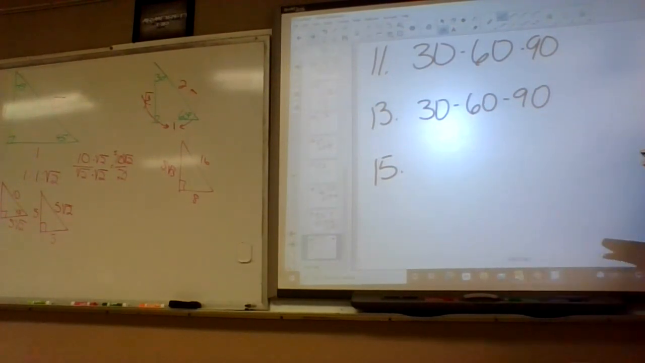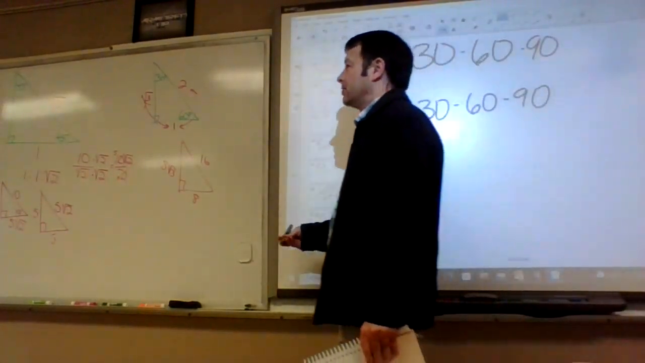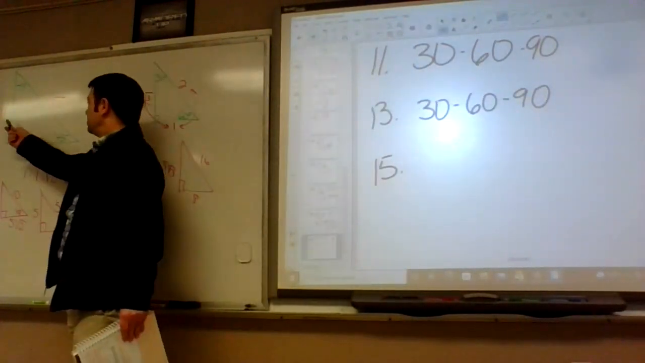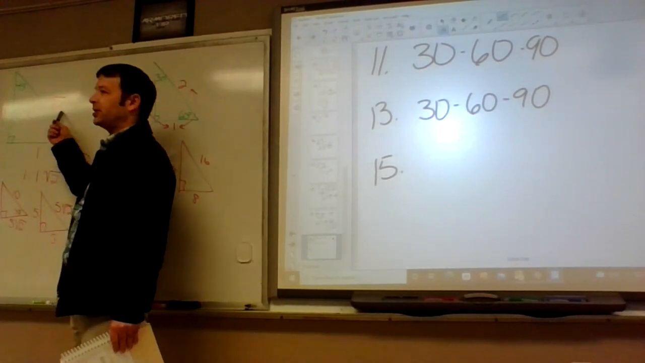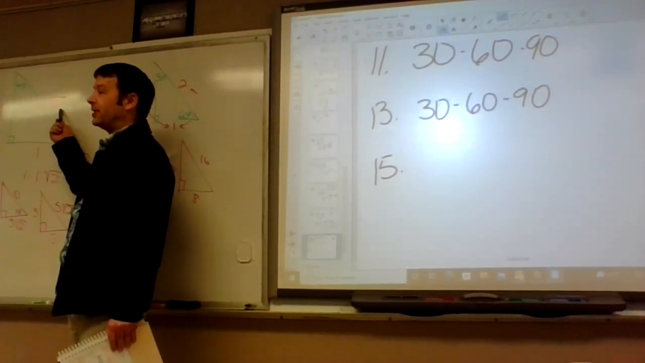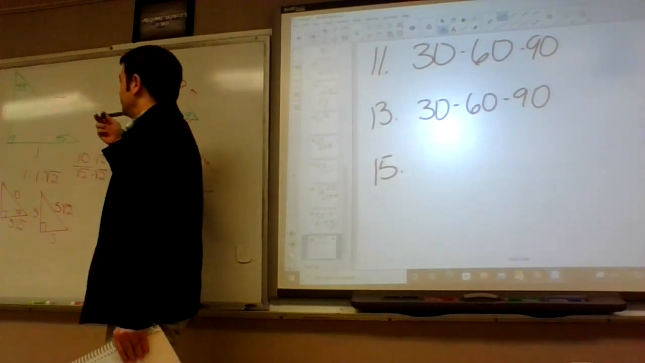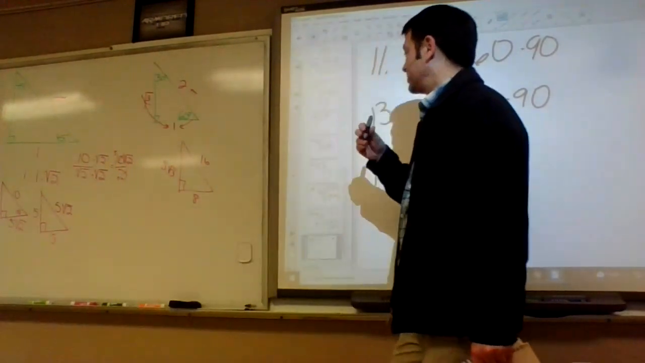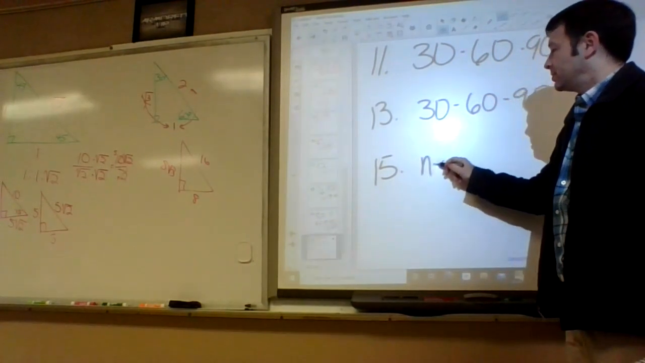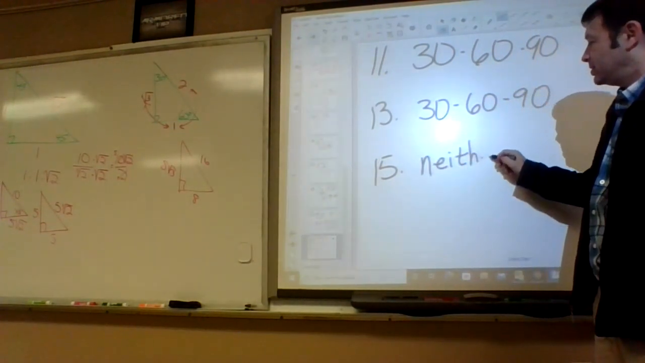Number 15: 12, 12, 12 square root of 3. Neither. Yeah, that almost looks like 12, 12, 12 square root of 2, which would have been a 45, 45, 90. But it says 12 square root of 3, so it's not quite right. So it's neither.